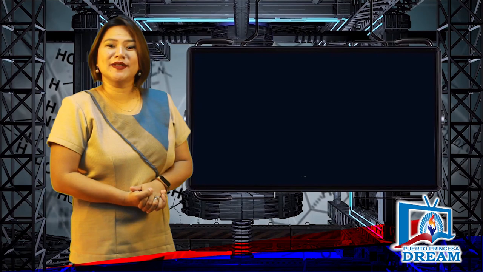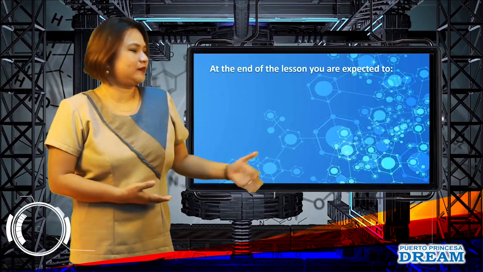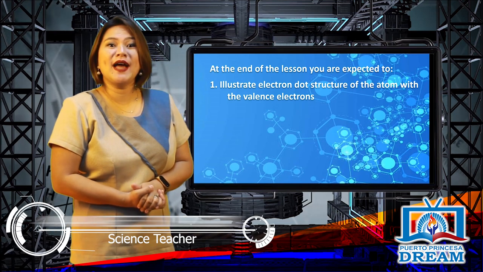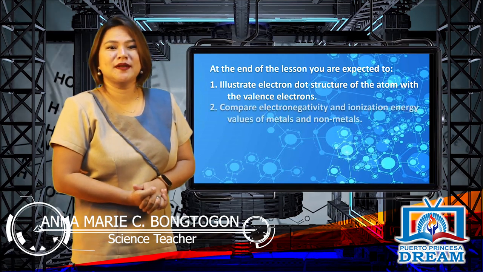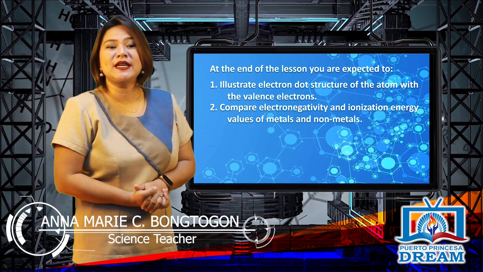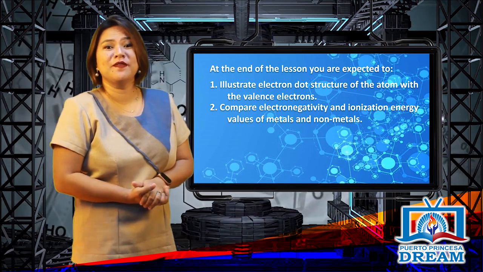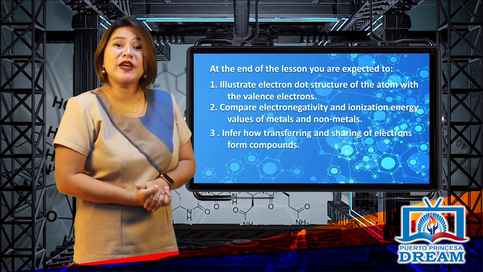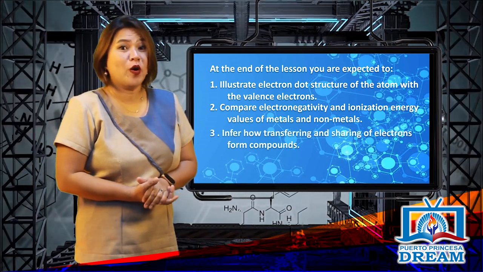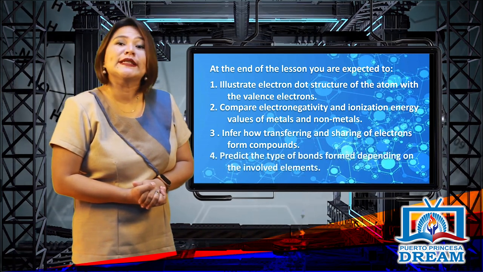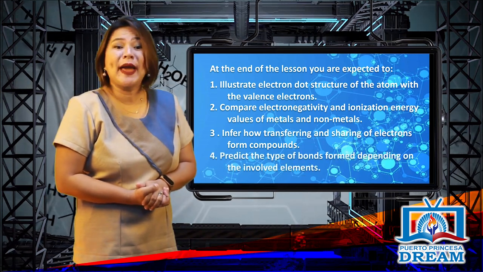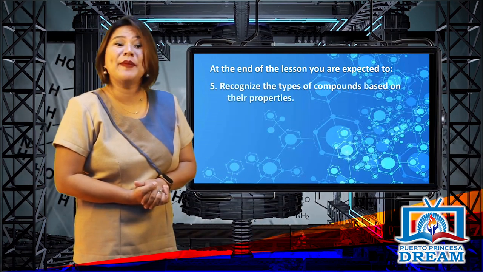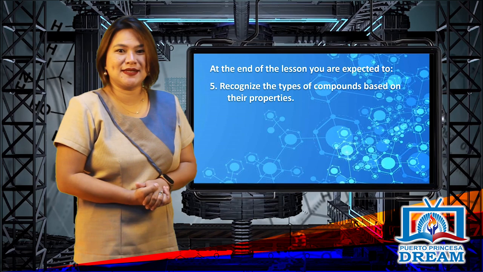At the end of the lesson, you are expected to illustrate electron dot structure of the atom with the valence electrons. Compare electronegativity and ionization energy values of metals and nonmetals. Infer how transferring and sharing of electrons form compounds. Predict the type of bonds formed depending on the involved elements. And recognize the types of compounds based on their properties.